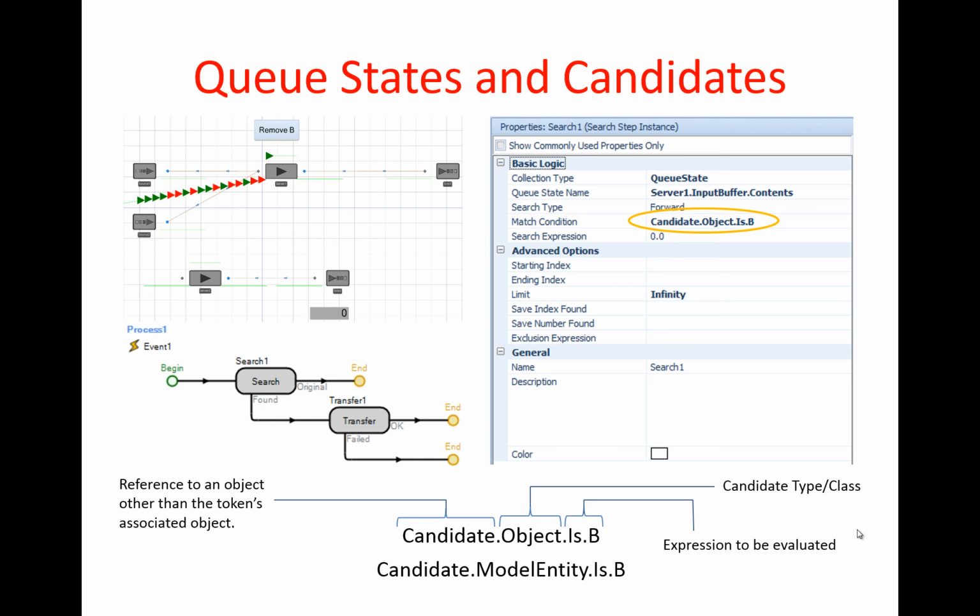Alternatively, we could have used candidate.modelEntity.isB, and in this case, again, the model will perfectly work. However, we're just further specifying the class or type of our candidate. So instead of just the general object class, we're telling Simio that the candidates in our queue are of type model entity.